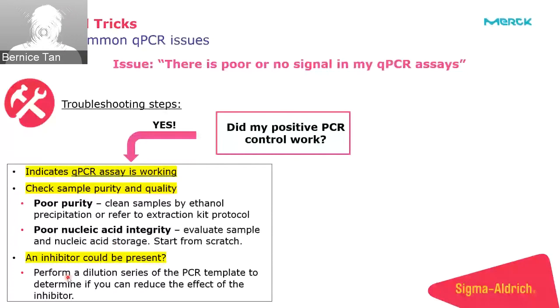The other option is there are some master mixes, for example the Kappa probe fast that we have. These master mixes are made to tolerate inhibitors a little bit better, so you can try these master mixes as well.